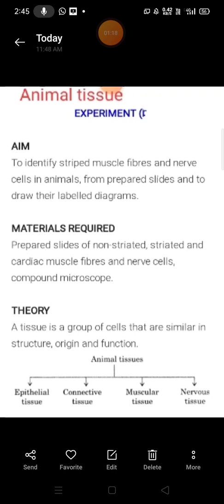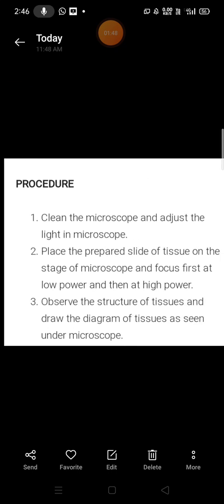Material required: prepared slides of striped, unstriped and cardiac muscle and nerve fiber, and a compound microscope. Theory: a tissue is a group of cells that are similar in structure, origin and function. And a table of the main types of animal tissue, which you draw or write on the white part of your practical file.